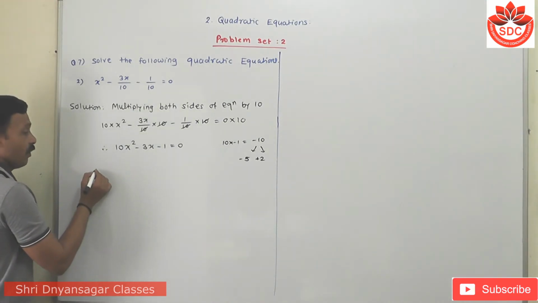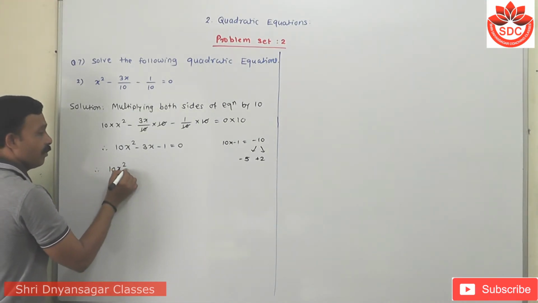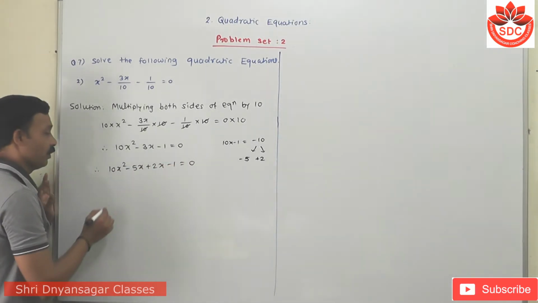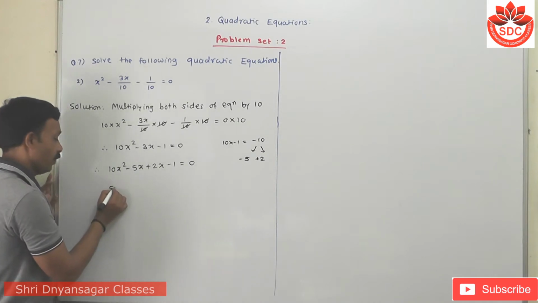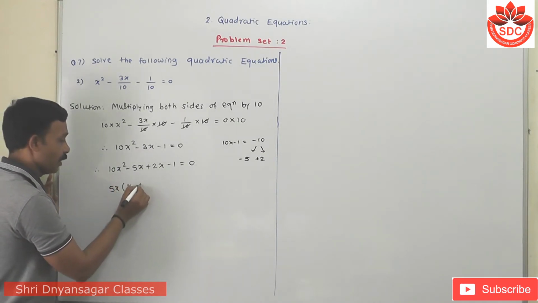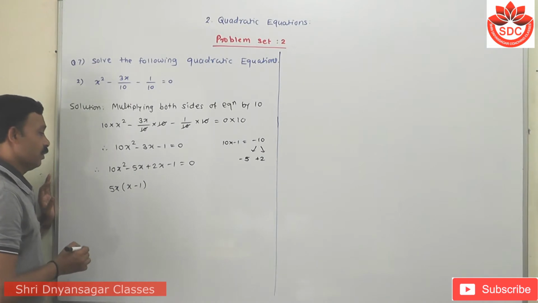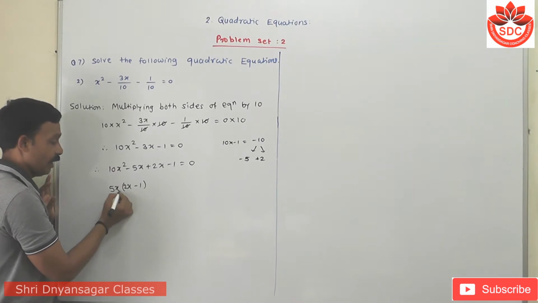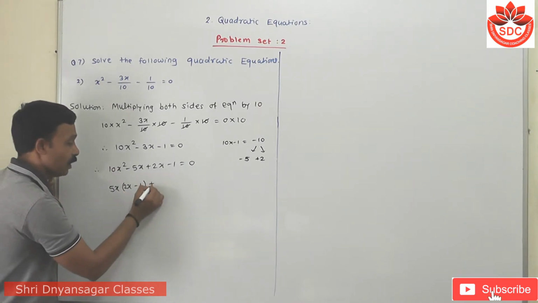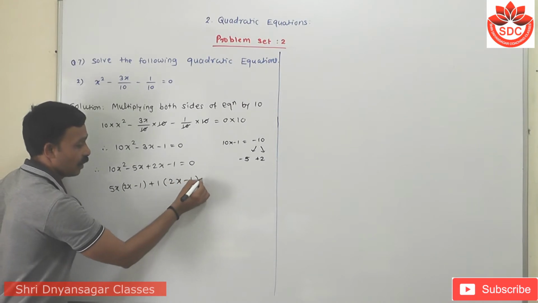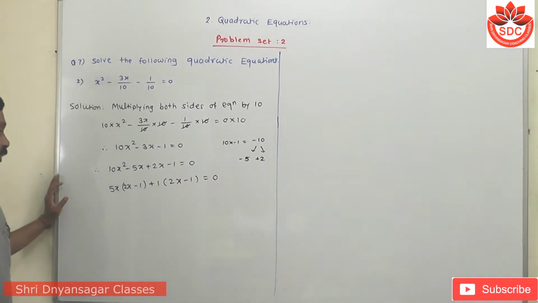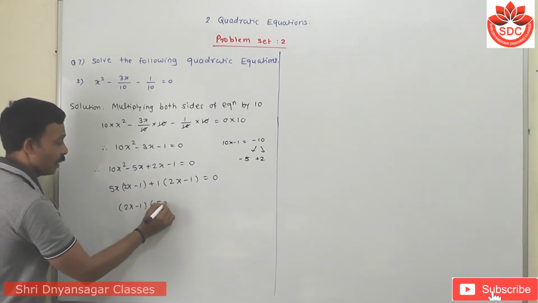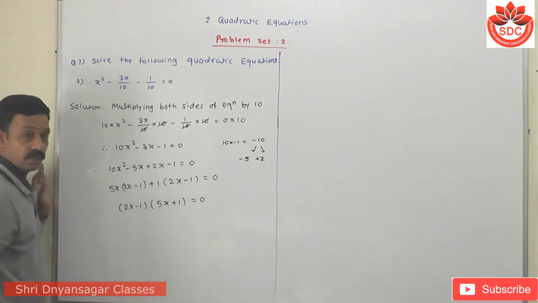So I have to split the middle term. Therefore 10x square minus 5x plus 2x minus 1 is equal to 0. Making groups of two terms here. 5x take common, here is 2x minus 1. When we multiply, we get 5 twos are 10, into x square, minus 5x. Here is plus 1, we take 1 common. 2x minus 1 is equal to 0. Students, then write the common bracket first, 2x minus 1. Remaining values in another bracket, 5x plus 1 is equal to 0.